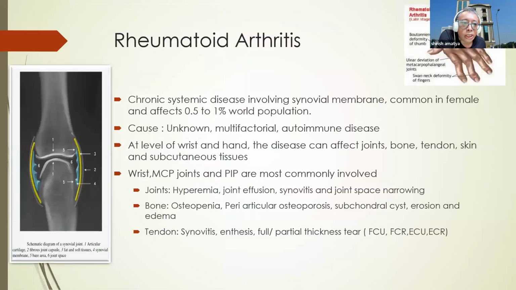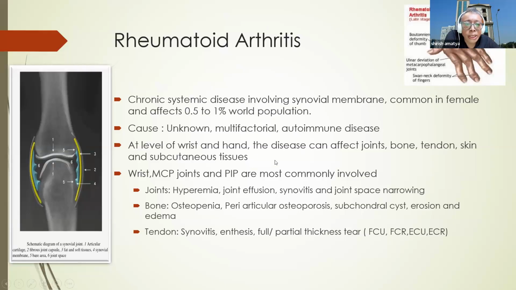So coming to another most common problem that we encounter in everyday practice, that is rheumatoid arthritis. As we all know, rheumatoid arthritis is a chronic systemic inflammatory disease involving the synovial membrane of the joints, and it is very common in females, and normally 0.5 to 1% of the world population is affected with rheumatoid arthritis. Actually, we don't know the cause. The cause can be multifactorial, and here also it has a very strong genetic predisposition, and it's also an autoimmune disease.